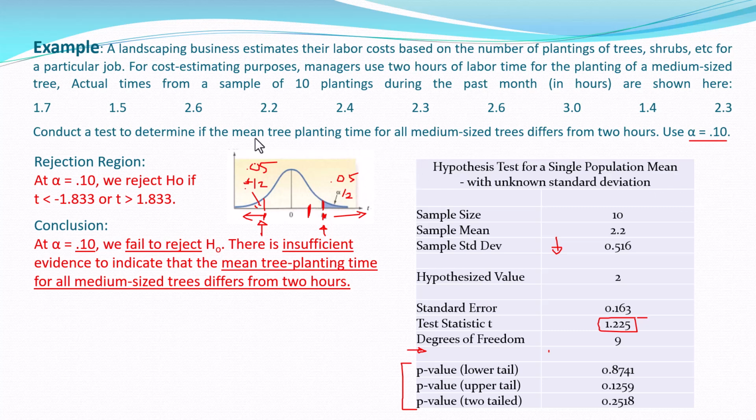And now how do I write it? Just go back to the problem. Copy and paste. The mean tree planting time for all medium-sized trees, that's the way we write mu, differs from 2 hours. We fail to reject. There's insufficient evidence to indicate that the mean tree planting time for all medium-sized trees differs from 2 hours. So we got our test statistic, our rejection region, and our conclusion. Only one step left.